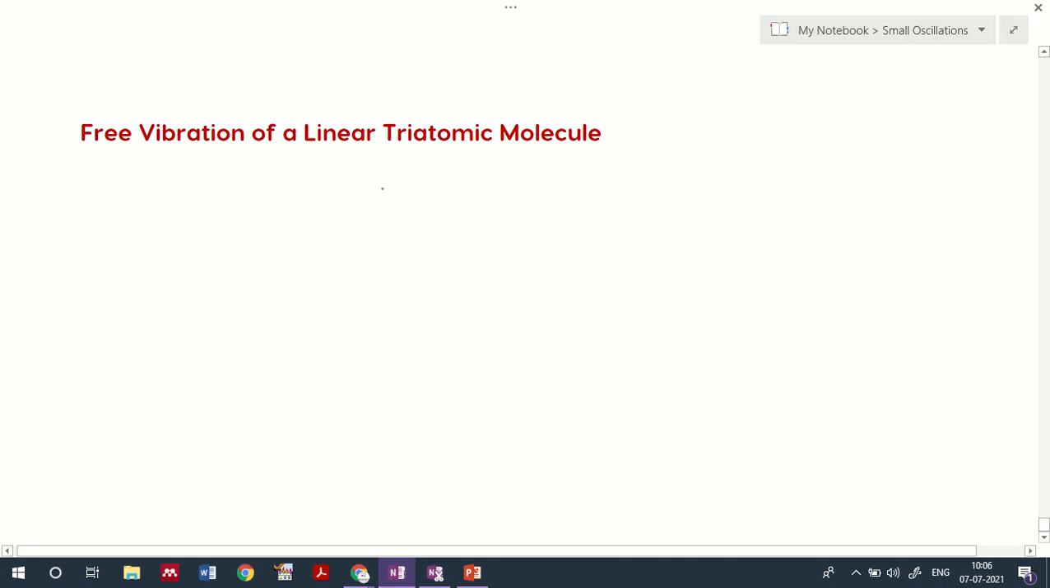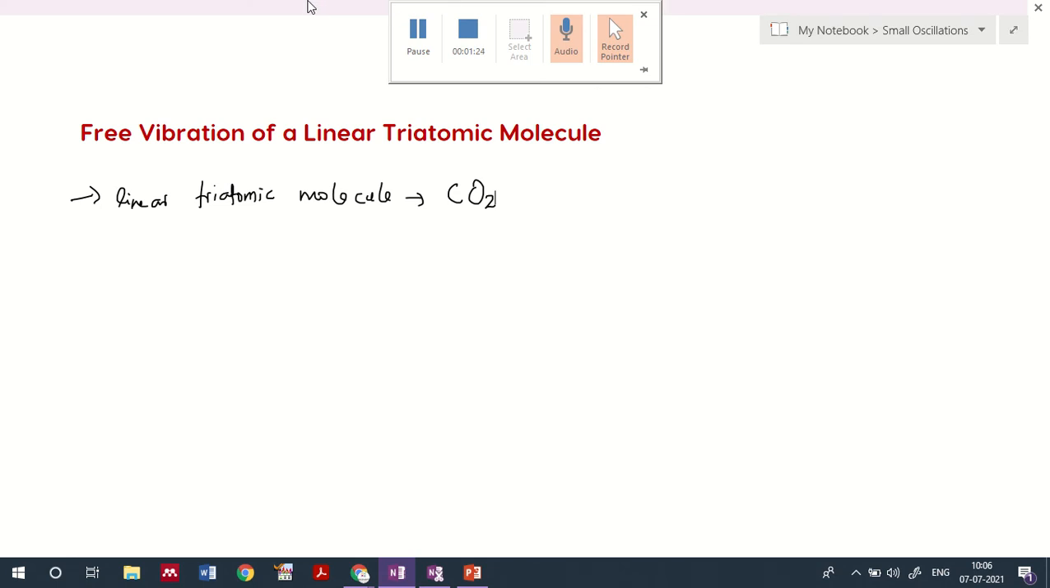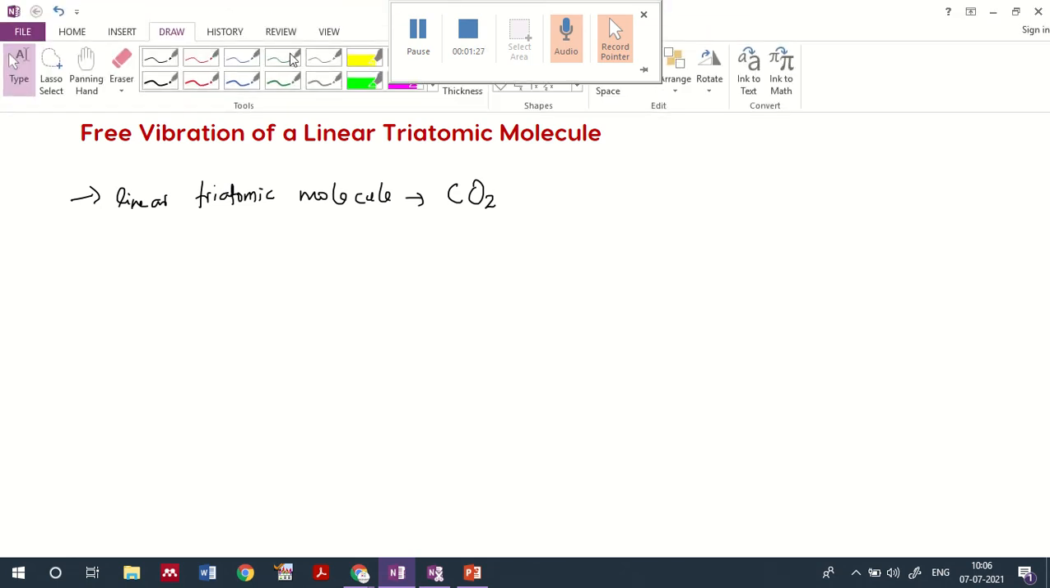So we are dealing with a linear triatomic molecule. For example, as we said in the last class itself, we are treating CO2 here. Carbon dioxide is our example for a triatomic molecule. And how do we represent this triatomic molecule, and how the free vibration of a linear triatomic molecule works, we need to discuss. With that discussion we'll finish this module, so be alert.